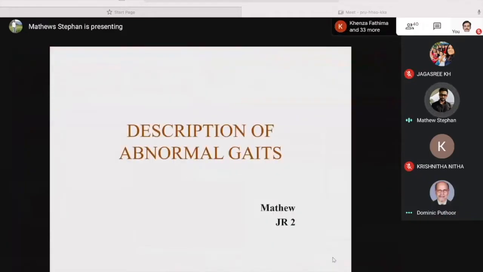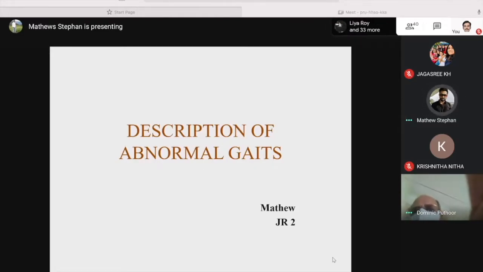Good morning to all. Today's topic of presentation is description of abnormal gaits. Here we're going to deal with the definition of gait, then the normal physiology, that is the gait cycle, then the description of various abnormal gaits and the conditions where the abnormal gaits are seen. It is mainly included in the topic.